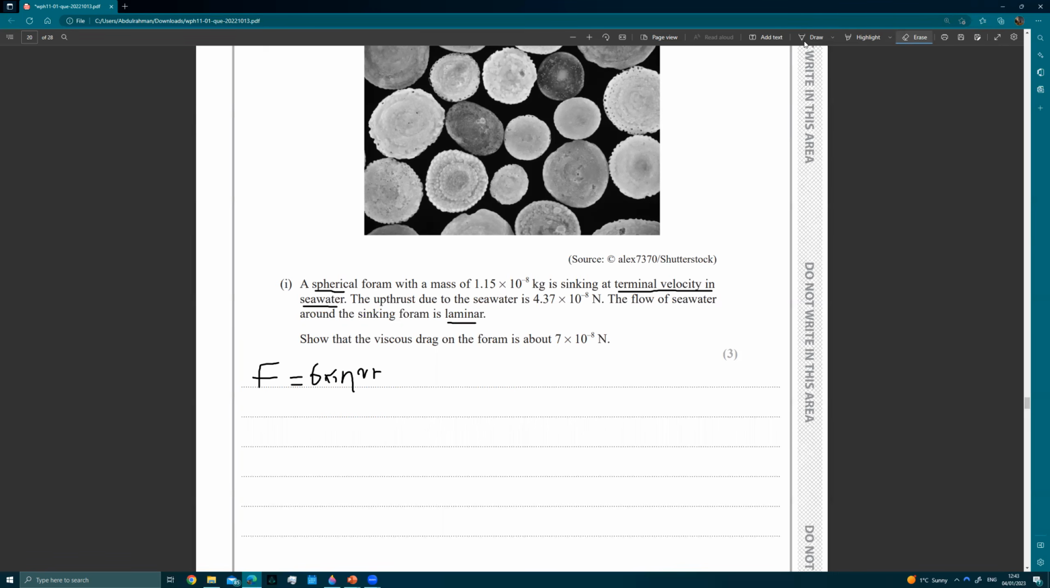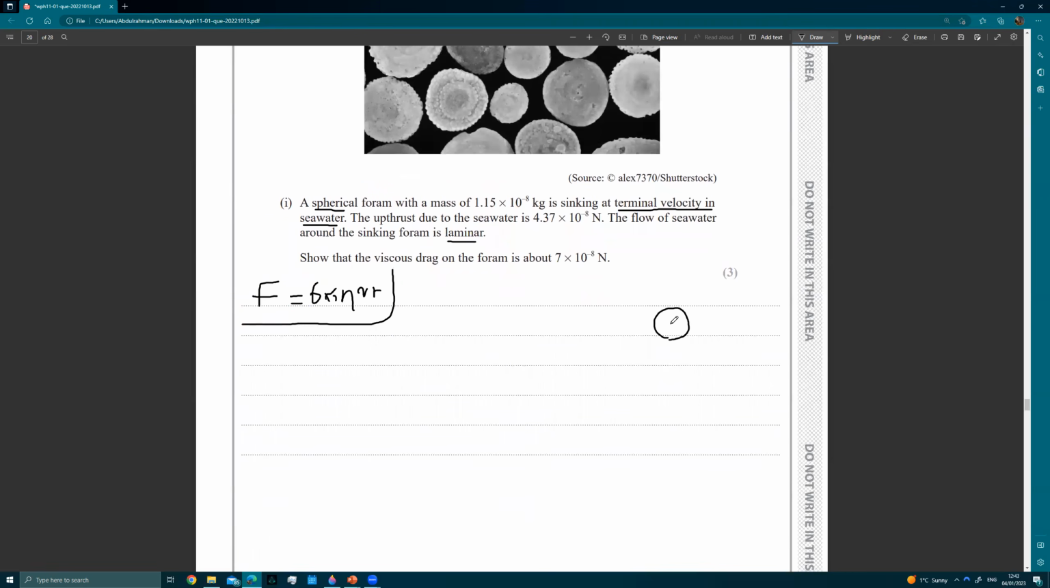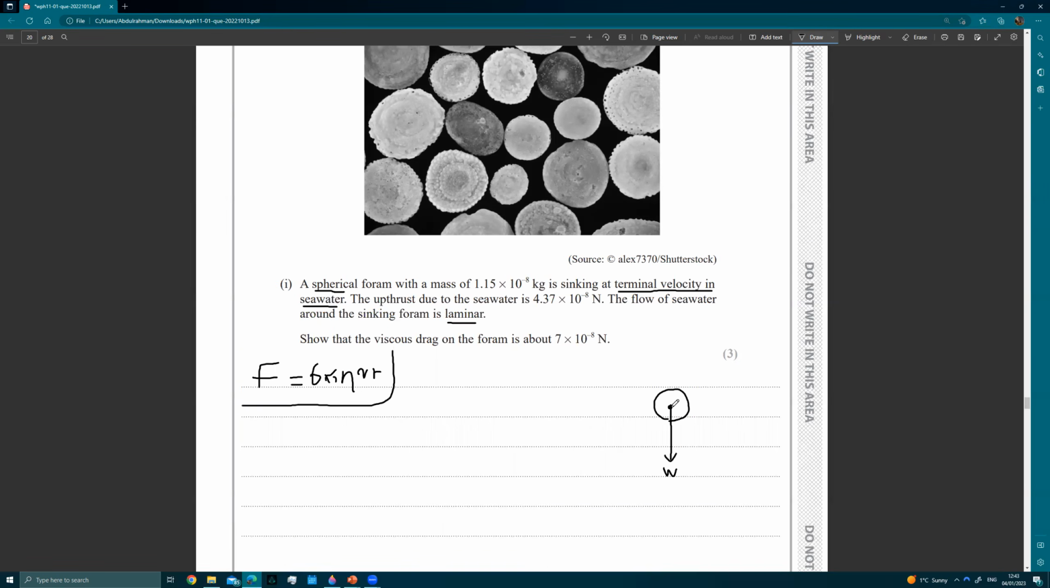So the second way to solve this sort of question is always to consider the force diagram. And this is very, very key when it comes to upthrust and viscous drag questions. Always consider the force diagram. So it's sinking, meaning you have weight acting downwards. And it's sinking at terminal velocity. So what are the forces up? It will be upthrust and viscous drag. And they are balanced because it's moving at terminal velocity.